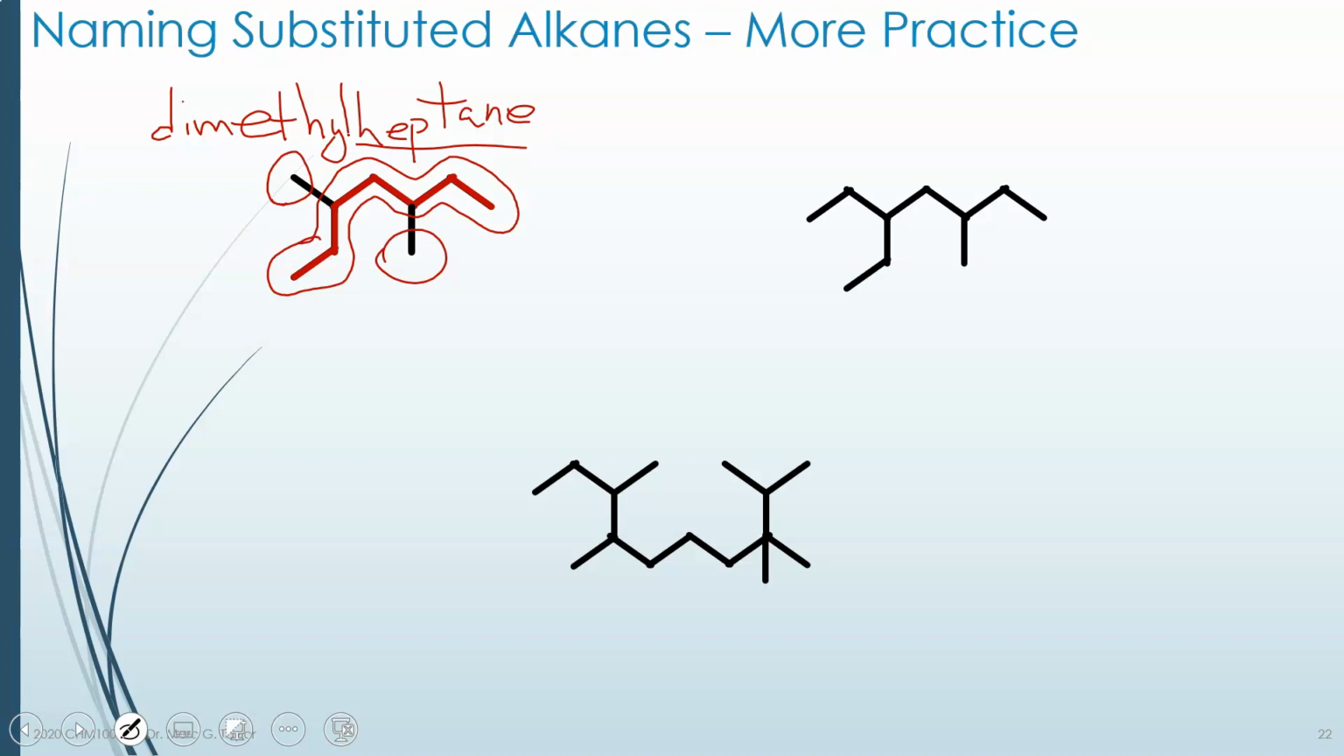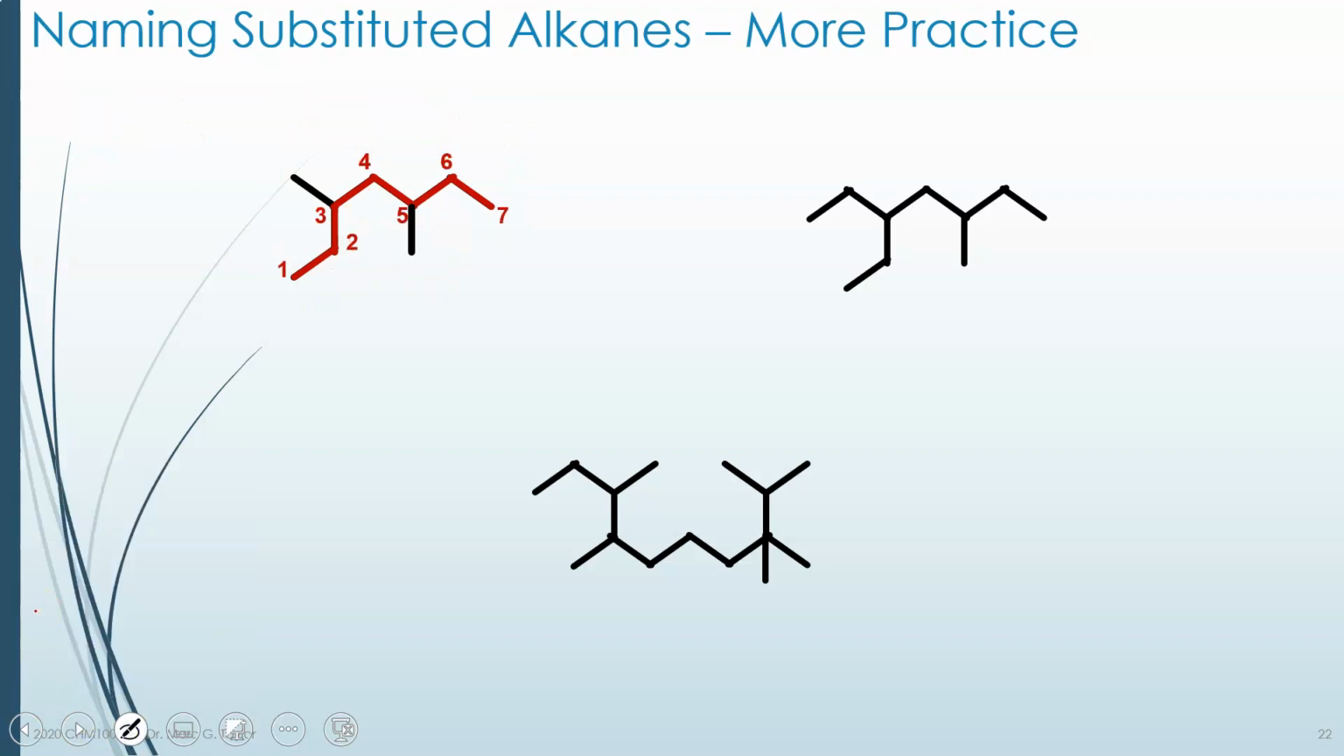Well, it turns out this is a symmetrical molecule too. 1, 2, 3, 4, 5, 6, and 7. Our substituents are on number 3 and number 5, but if I numbered it the other way around, they would still be on 3 and 5. So we know our answer is 3,5-dimethylheptane. And there's our numbers. I'll clear this out for you. And there's the name, 3,5-dimethylheptane.